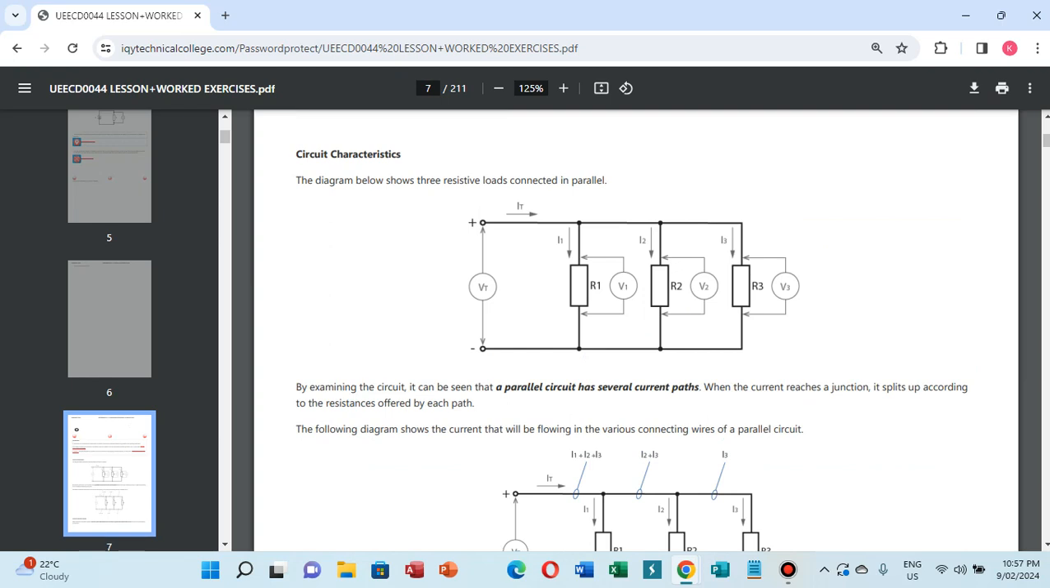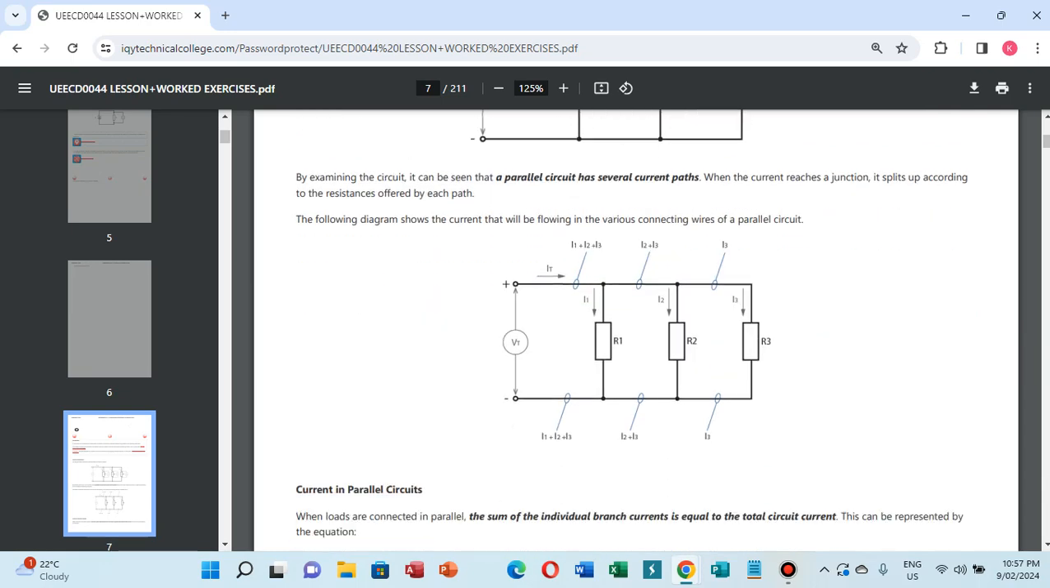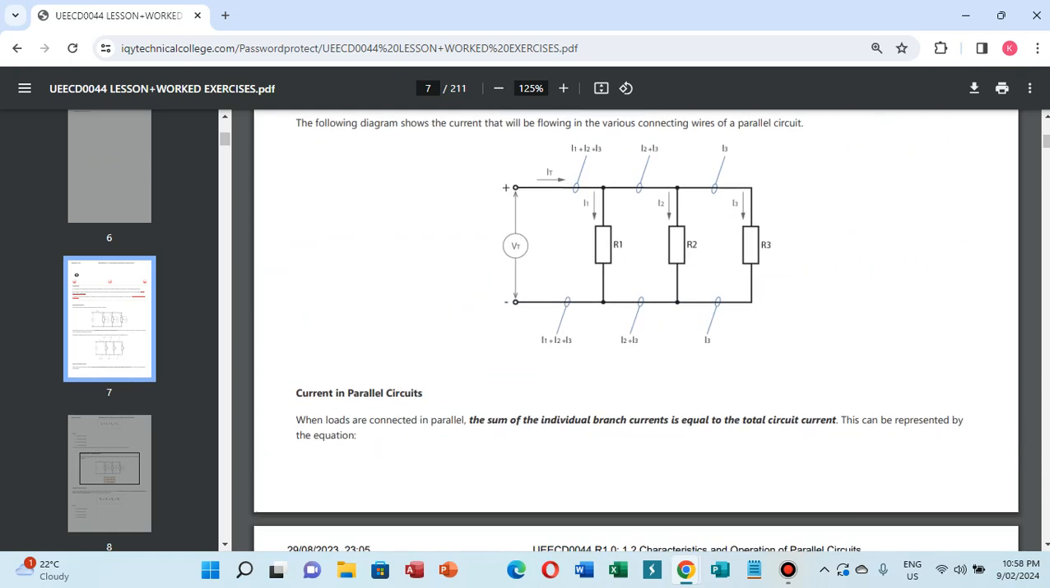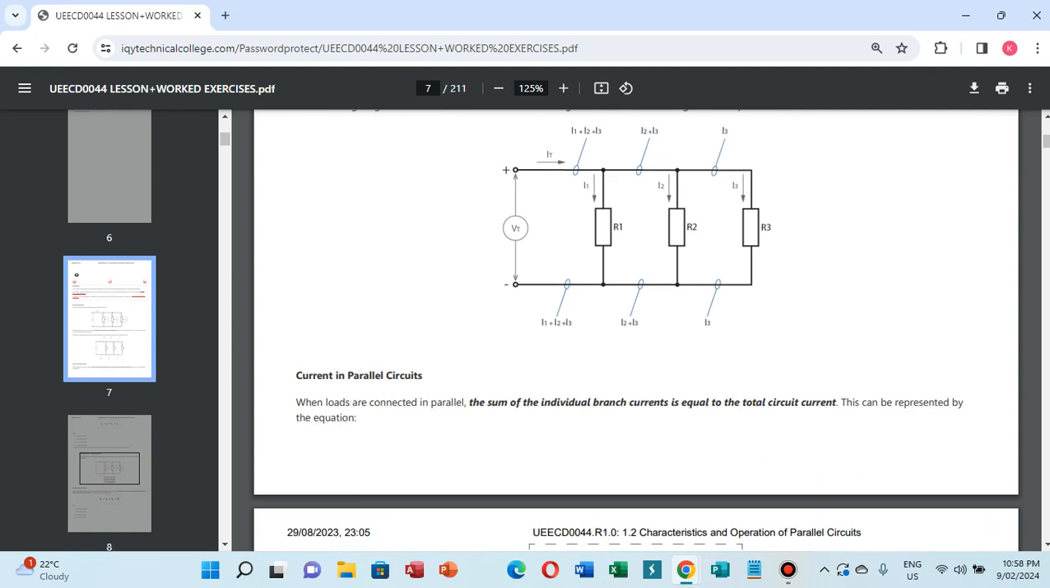So this is a collection of the circuit characteristics. All the resistors are connected in parallel. So the current flowing into R1 is I1, the current flowing in R2 is I2, and the current flowing into R3 is I3. R1 will see the voltage V, R2 will see the voltage V, R3 will see the voltage V.